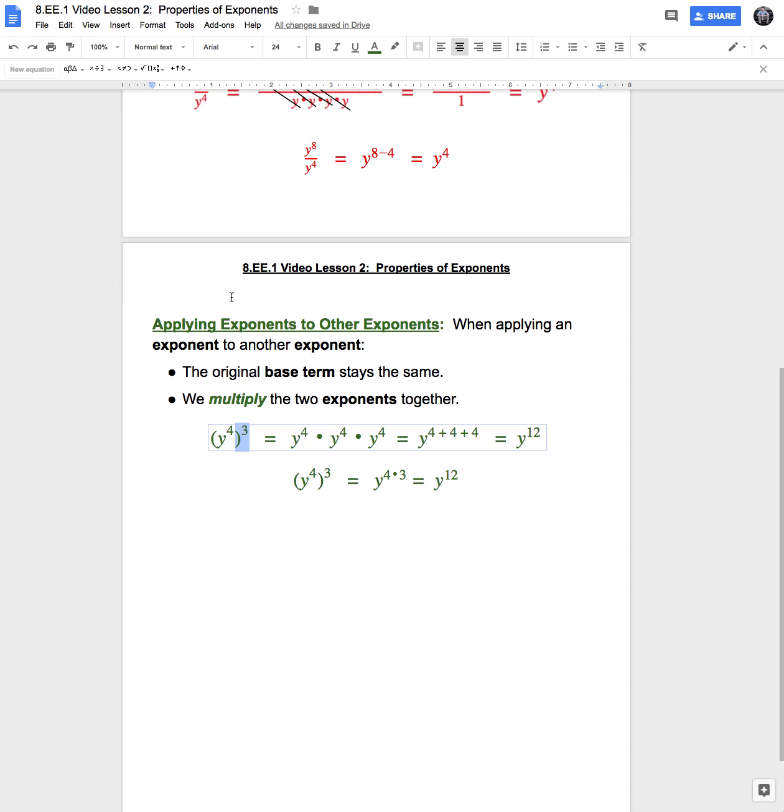And we recall from above that when we multiply terms together with the same base, all we need to do is add the exponents. 4 plus 4 plus 4 equals 12. A quicker way to get there would have been to multiply the two exponents together. 4 times 3 equals 12, so we know y to the 4th, all raised to the 3rd power, equals y to the 12th.